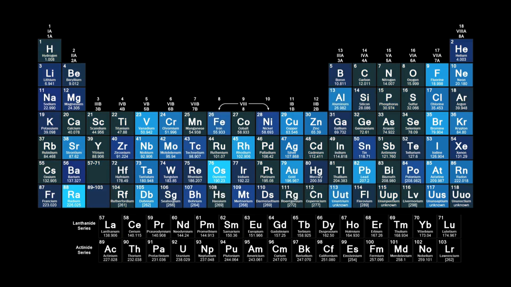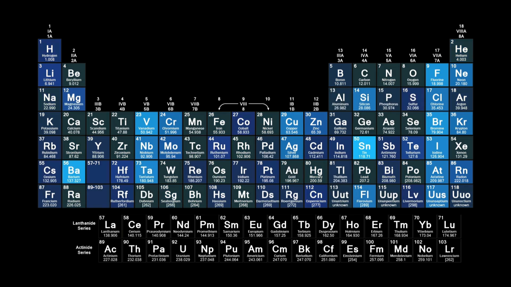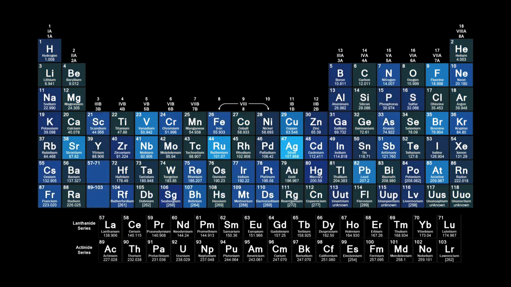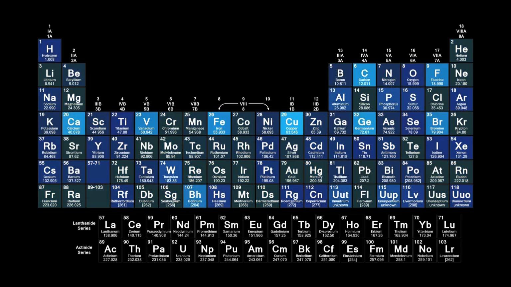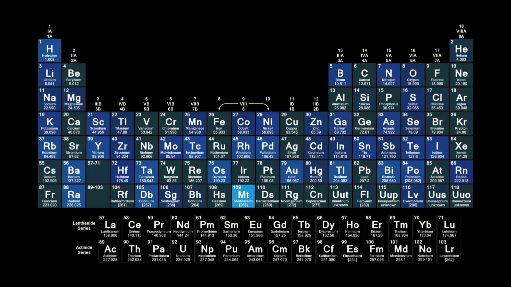Today we're diving into one of the most fascinating topics in science, the periodic table and whether it has a limit. You know that colorful chart you see in your chemistry classroom? The one with all the boxes labeled with symbols like H for hydrogen and O for oxygen? That's the periodic table, and right now it has 118 known elements.